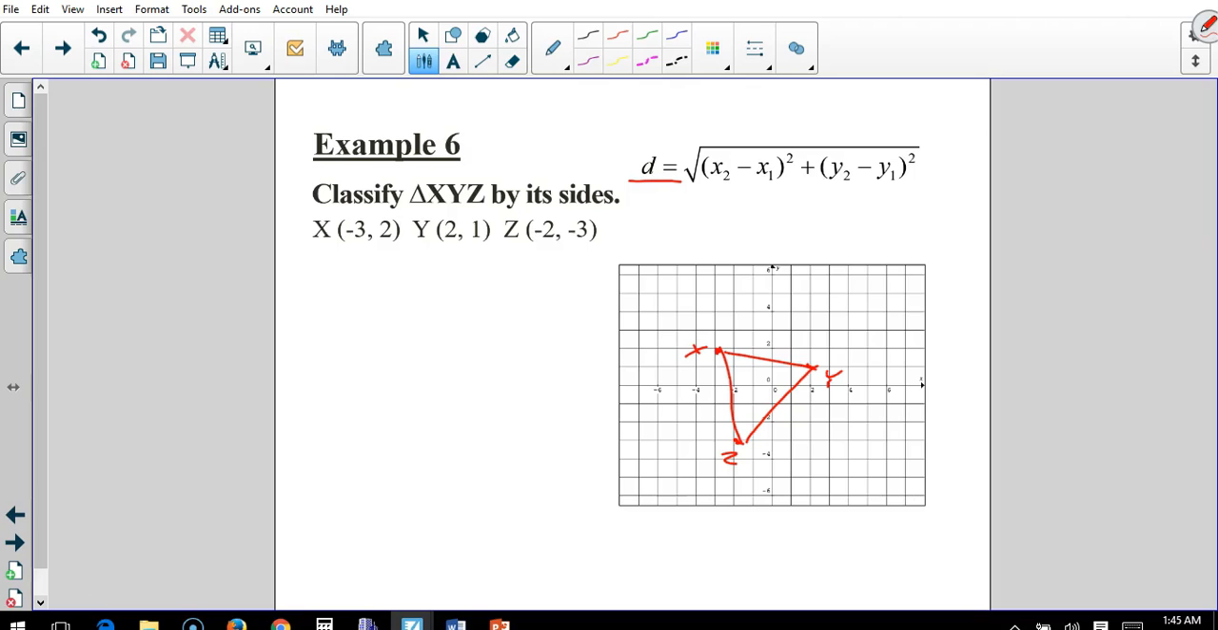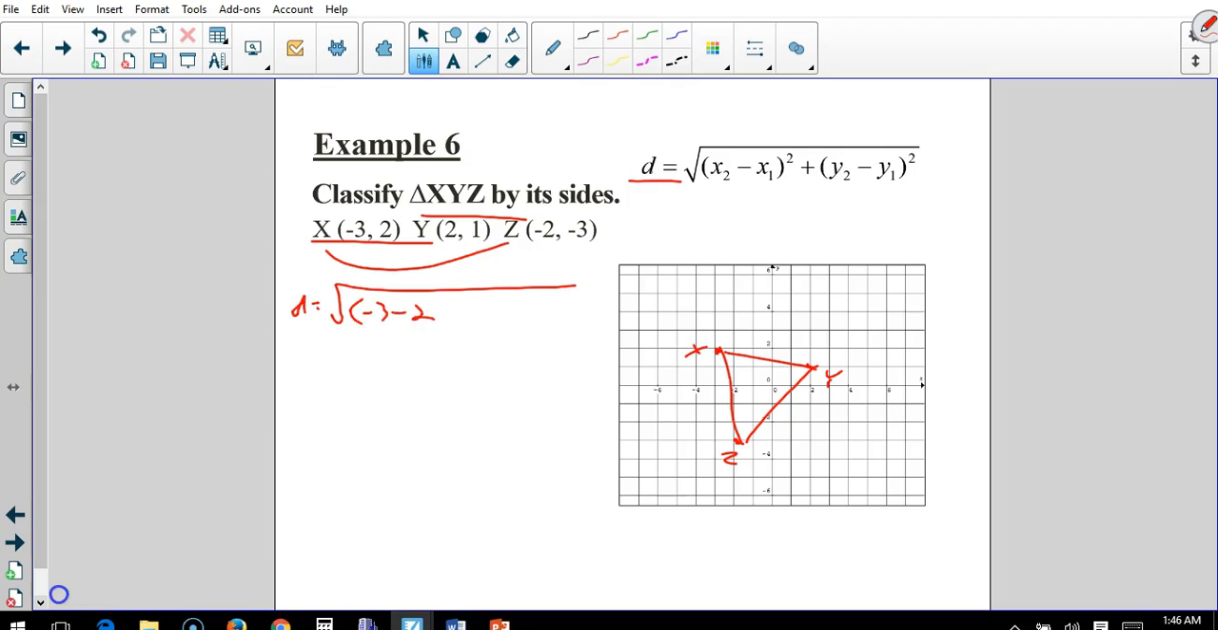Now we don't have to draw, all we have to do is do the distance formula from x to y, from y to z, and from x to z. So we just have to do this formula 3 times. It's a very simple formula. Distance equals the square root of (x minus x) squared plus (y minus y) squared. So I'm going to do xy first.